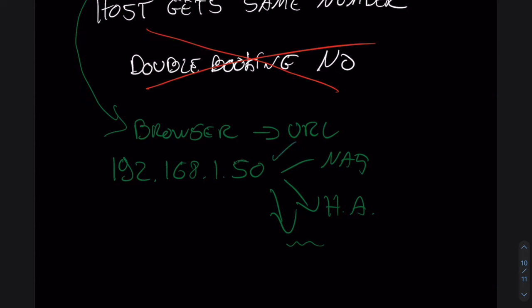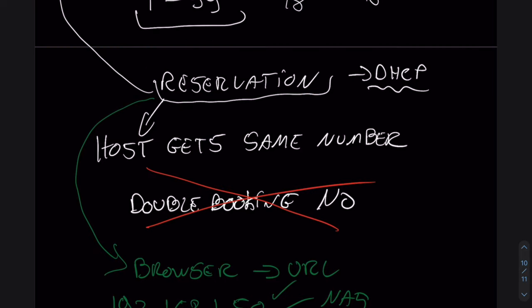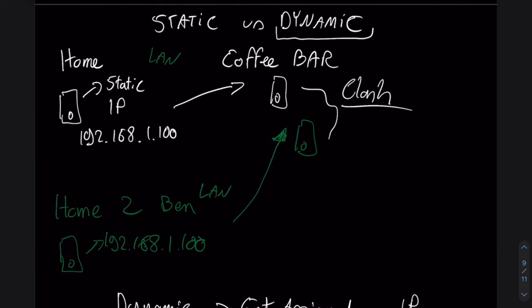Okay, so that's good. That means that you don't have to guess what IP address the DHCP server has actually issued, based on lease and based on current conflicts. So let me recap this lesson again.